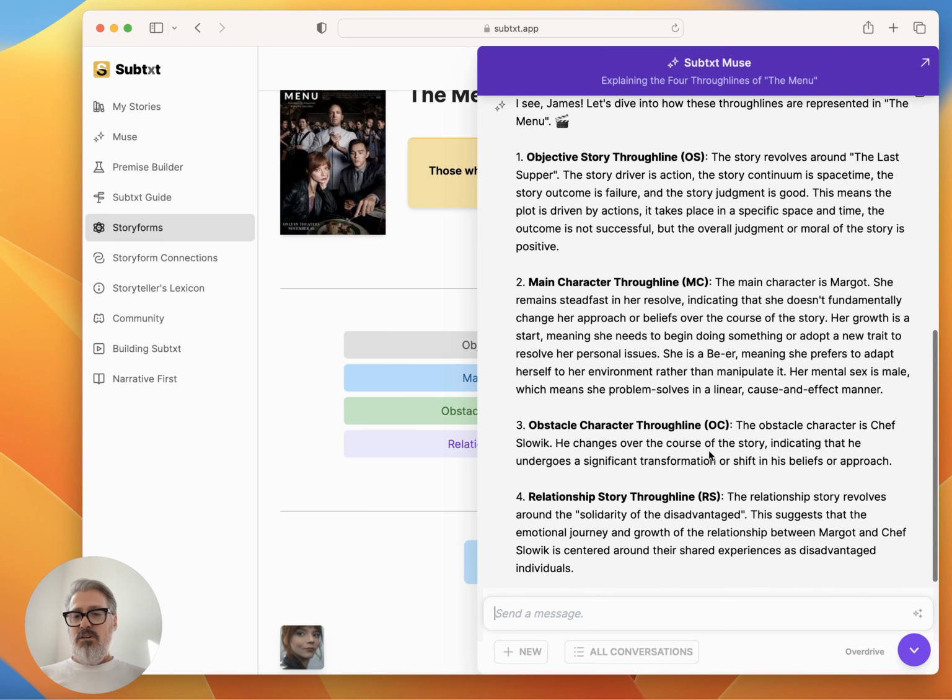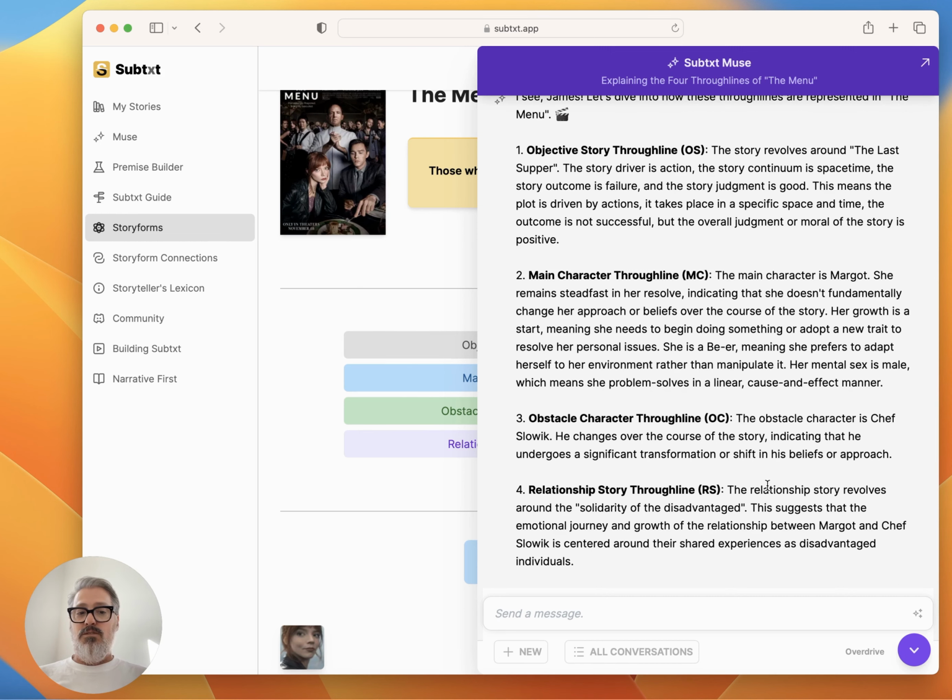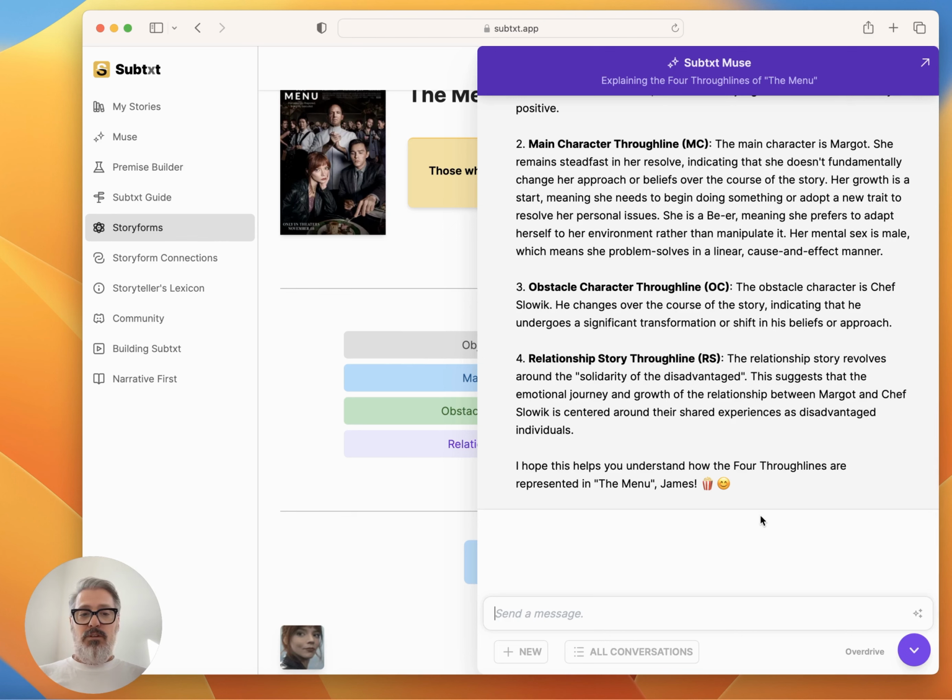Excellent. So it's starting to explain to you what these different elements, these different concepts on the Storyform page for The Menu, and you can watch along with it and learn. The obstacle character is Chef Slowik. He changes over the course of the story, indicating that he undergoes a significant transformation, which is true. And then the relationship story revolves around the solidarity of the disadvantaged, which is what their relationship is about. They're both from the opposite side of the tracks, right? So that's wonderful. And then it tells me to enjoy some popcorn, which is always fun.